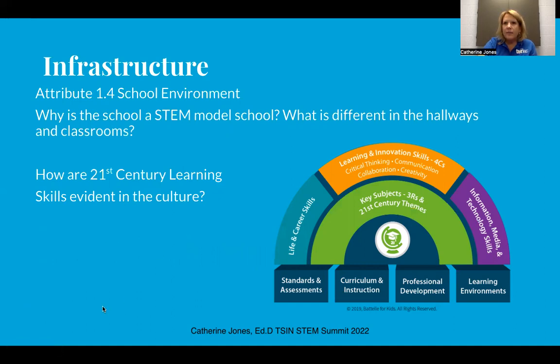Evidence might be included through standards and assessments, through curriculum and instruction, professional development opportunities and experiences, the learning environments themselves, how they're set up, the collaboration that takes place in the classroom. How are they naming life and career skills and making sure students are having those experiences? How are students creating using technology? How are they using social media, in a positive way, to show their learning?